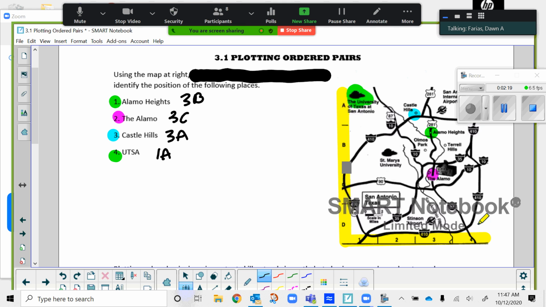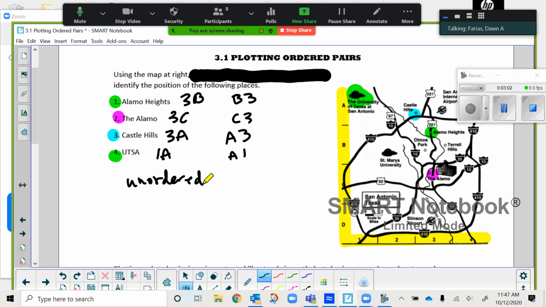So one thing I noticed here is that everybody put the number first and the letter second. But on a map like this, you could have put it in another order. Like if I told you for number 1, if I said instead B3, would you still be able to find that on the map? It would get you to the exact same spot, right? So for maps, the order doesn't matter. For the Alamo, we could have put C3, we could have put A3 for Castle Hills, and A1 for UTSA, okay? That's what we would call unordered.